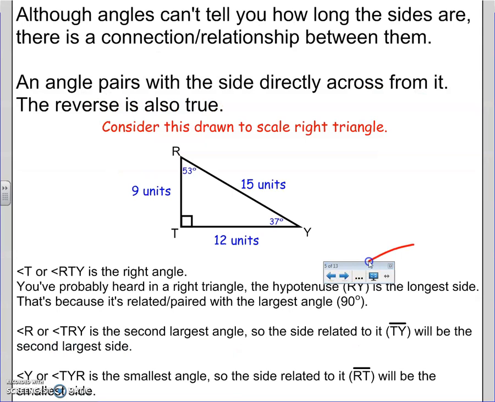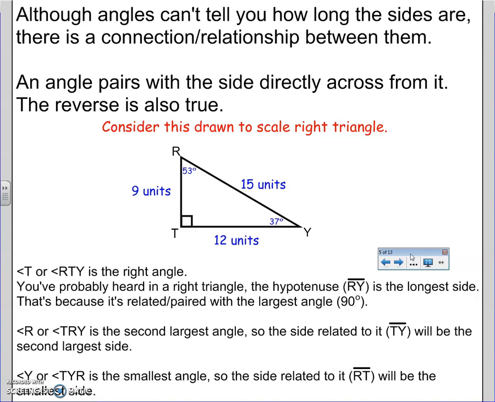All right. Now, although angles can't tell you how long the sides are, there is a relationship or a connection between them. An angle pairs with the side directly across from it, and the reverse is also true. So a side pairs with the angle directly across from it. So consider this drawn scale triangle.